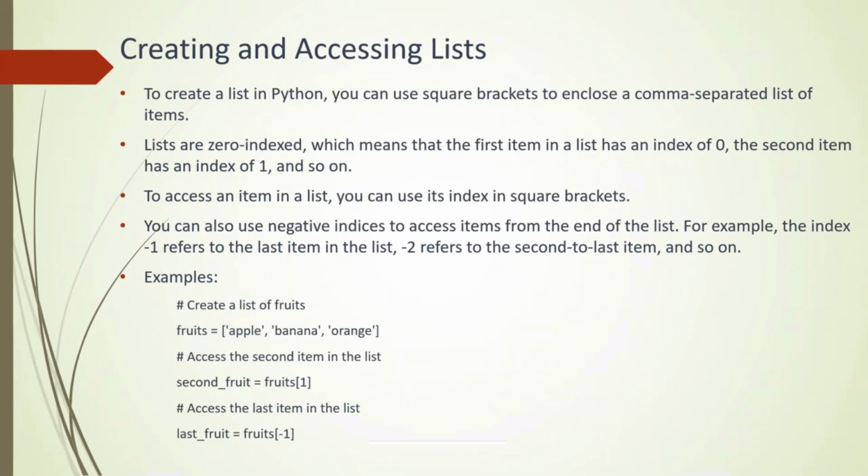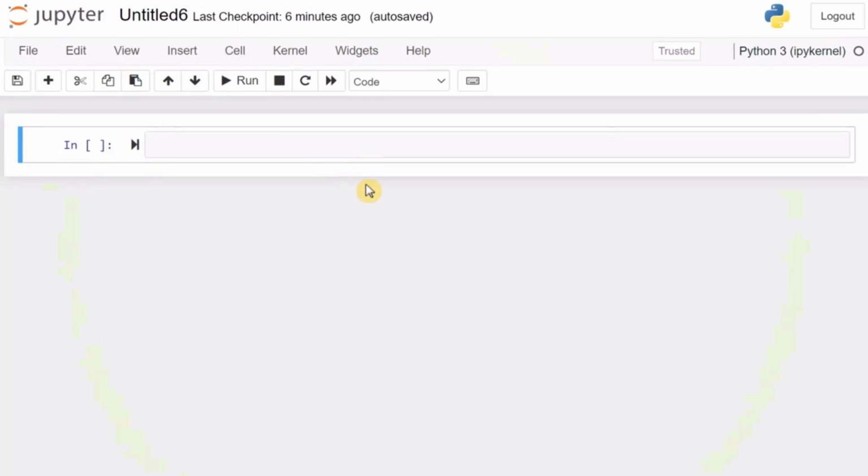And if you wanted to access the last item in the list, all you need to do is say fruits, and inside the square brackets, you say -1, and you assign that to a variable called last_fruit. The last_fruit will contain orange, since that is the last fruit. I will now show you how to achieve this in Jupyter Notebook.